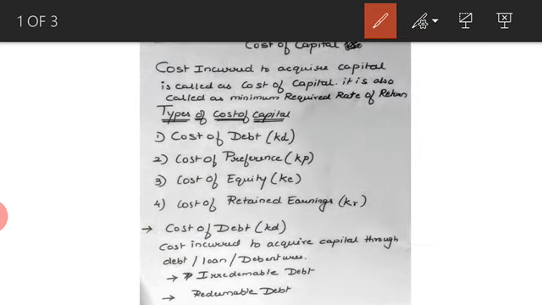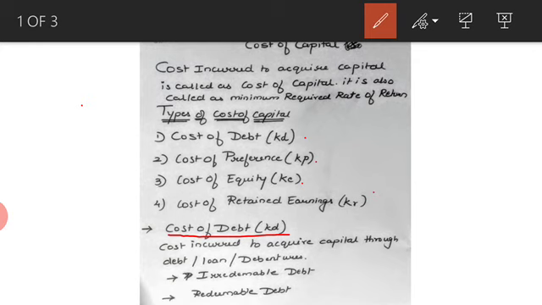Later in the module we are going to study the overall cost, which is called the weighted average cost. So let us not worry about that right now. Right now, let us go to the specific costs and try to understand each of these costs individually. So let's move to the first one, that is cost of debt.